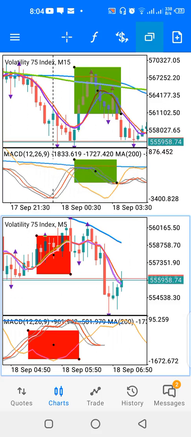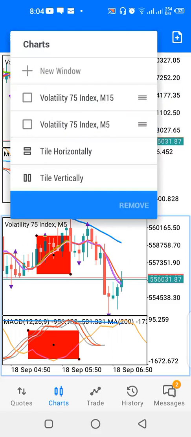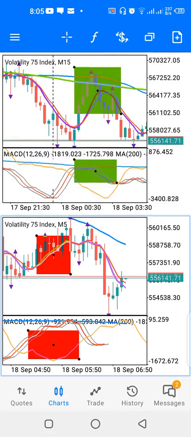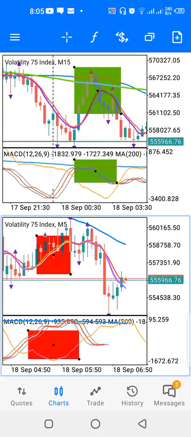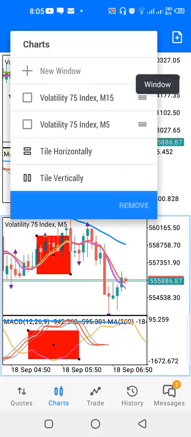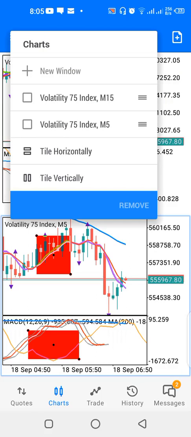Don't forget, you come to this particular icon here, Window, and you tap on it to separate your screen into two, where you have the 15 minutes time frame and the 5 minutes time frame. You can use this strategy on any time frame. You can combine 1 minute with 5 minutes, 1 minute with 15 minutes, or 15 minutes with 1 hour. That depends on how you want to use this strategy.